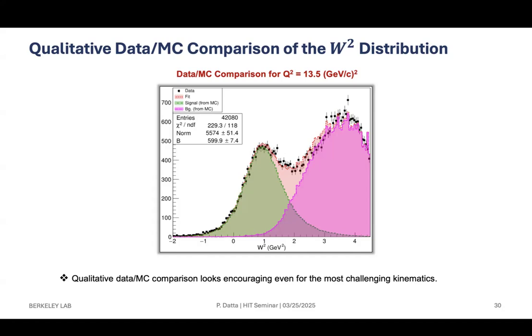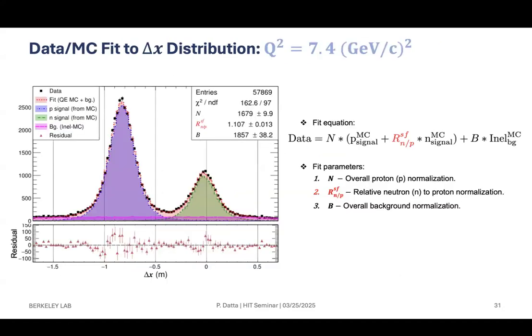to do this data Monte Carlo comparison for the delta X distribution, which is what we want for our yield extraction. And here is an example of such a fit for Q squared equals 7.4 GeV squared. So this is the middle Q squared point we took data on. Here again, black is data. This red is the overall fit, which was obtained by combining the proton and neutron signals from quasi-elastic simulation and this magenta background from inelastic simulation.